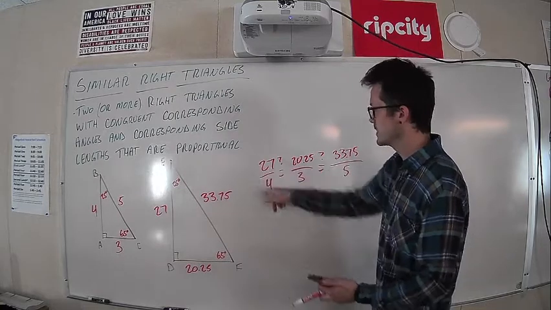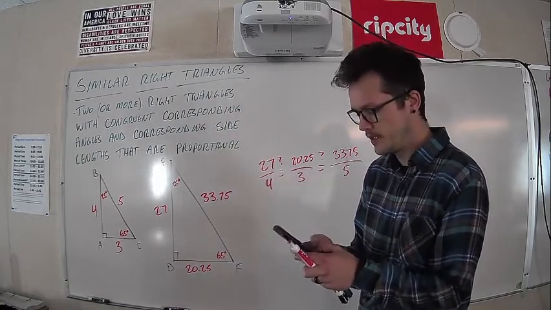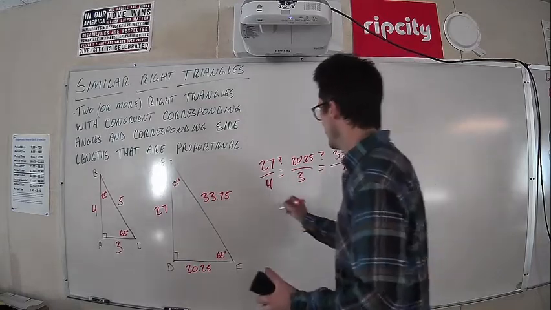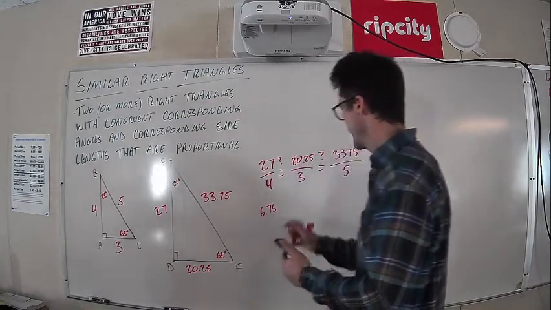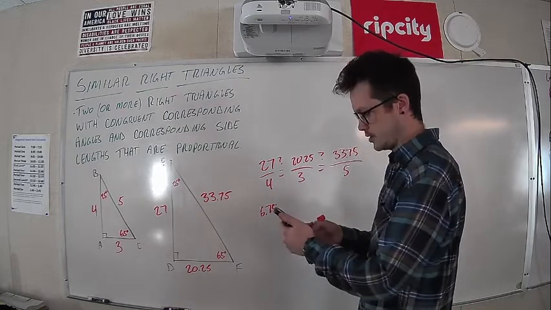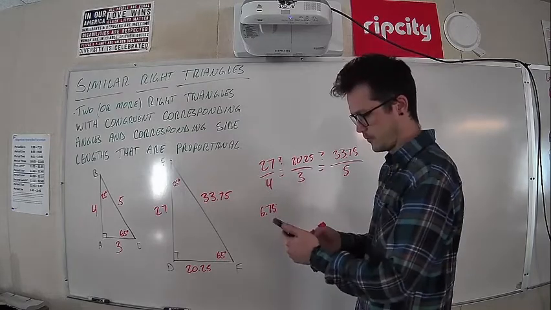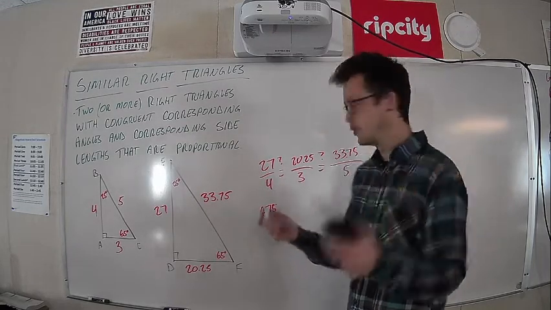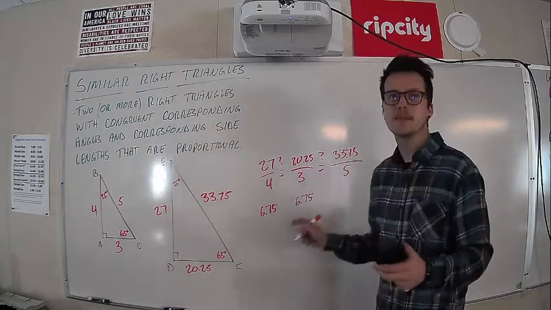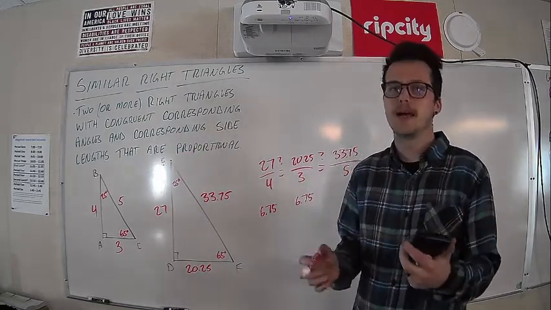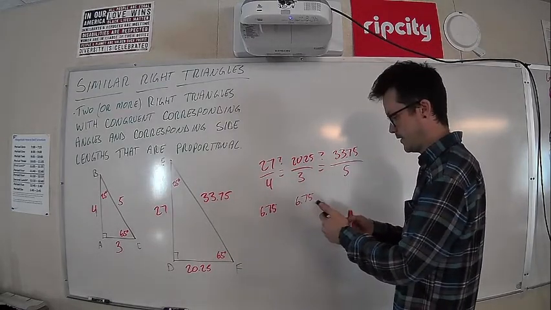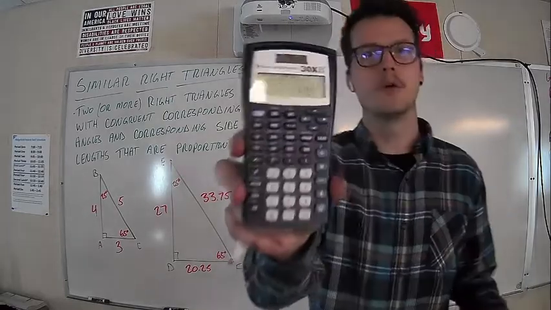We know that this is 27 divided by 4. Let's see what happens. I don't think it's going to be a whole number. It ends up being 6.75. So 6.75, let's capture that. Let's check the next one now. 20.25 divided by 3. Oh, that's also 6.75. That's good. And if the third one is also 6.75, then we absolutely have similar right triangles. 33.75 divided by 5. Bingo, 6.75.